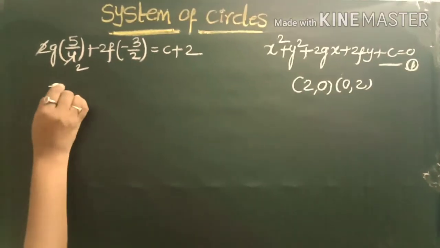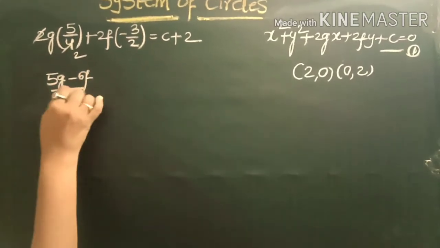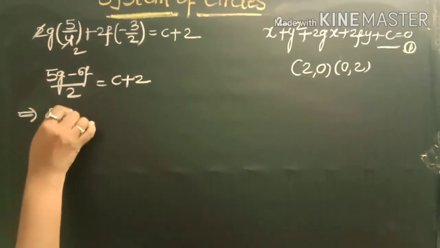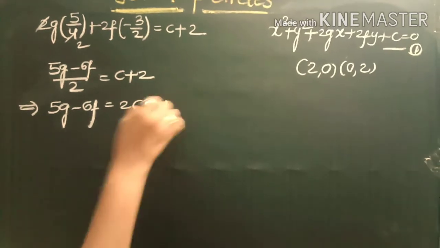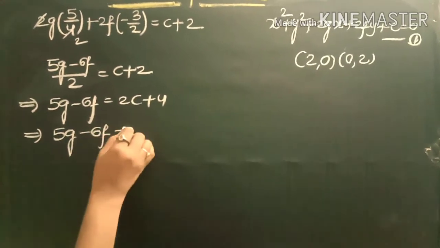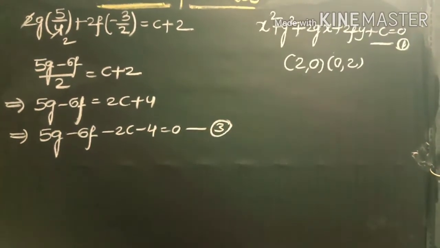Plus, taking LCM, (5g minus 6f) by 2 is equal to c plus 2. That is 5g minus 6f is equal to, taking cross product, 2c plus 4. That is 5g minus 6f minus 2c minus 4 equal to 0. So this is the third equation.